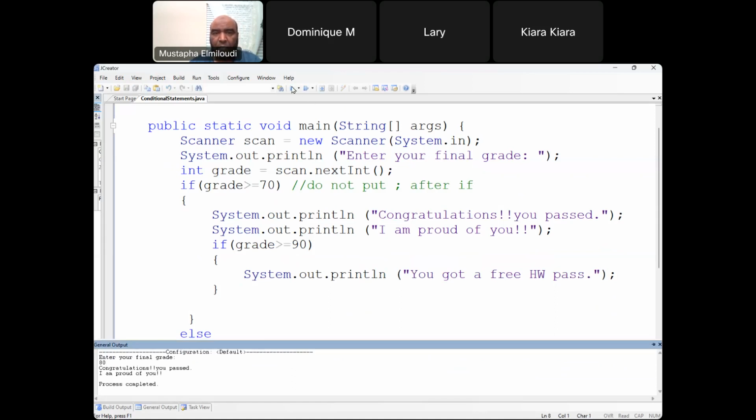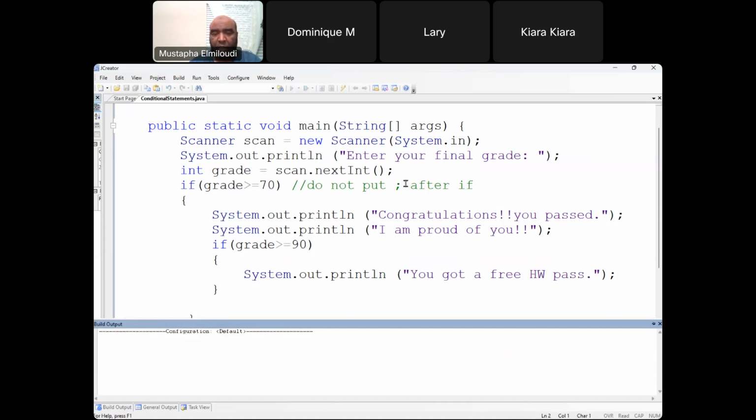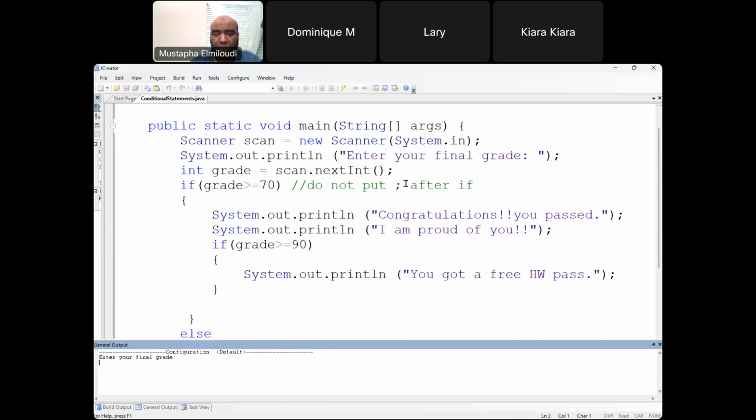Okay, now what about people who got an A? They will still get congratulations, but they're going to get something extra. So there's a mistake. I'm sorry? The nested else is not in the first if. Yeah, I'm not there yet, but okay. You don't have to look.